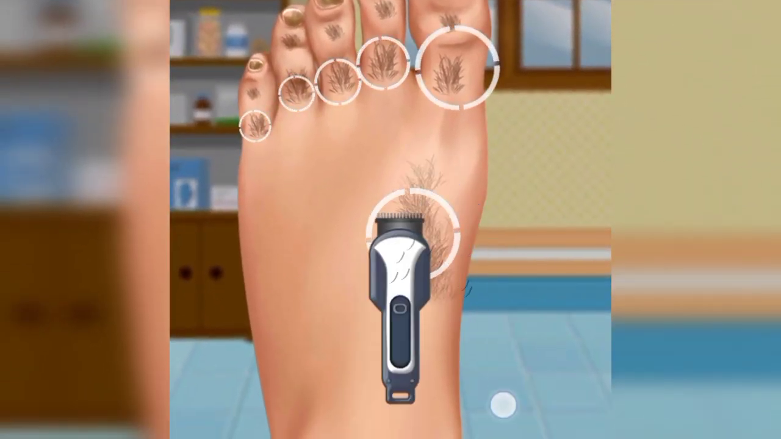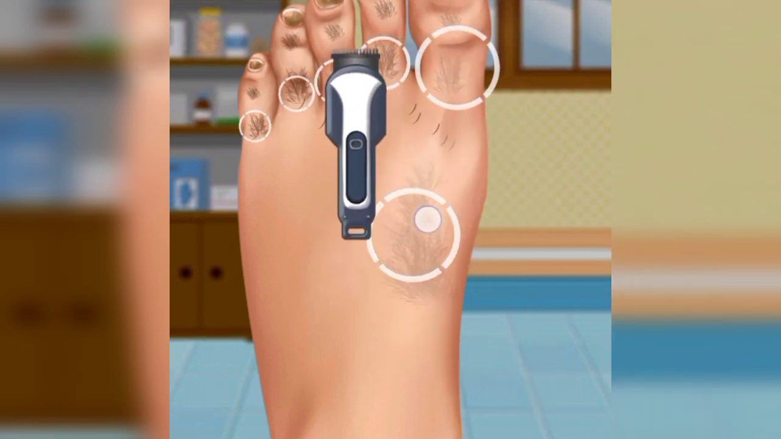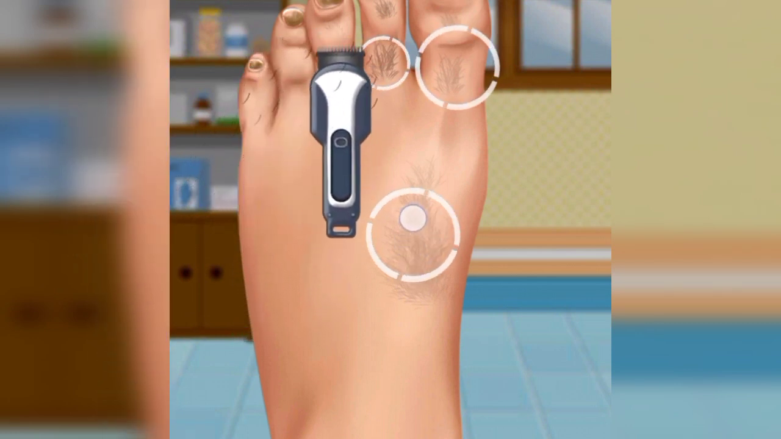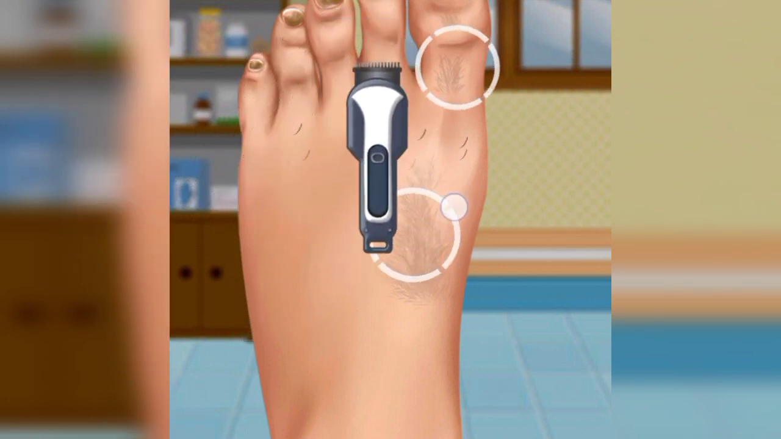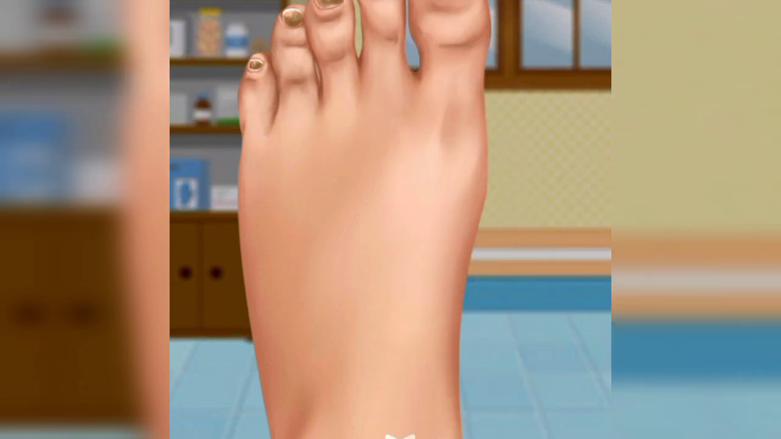Now we have to remove these hairs. It can also cause fungus because this is the easiest part to be attacked by germs. Out.